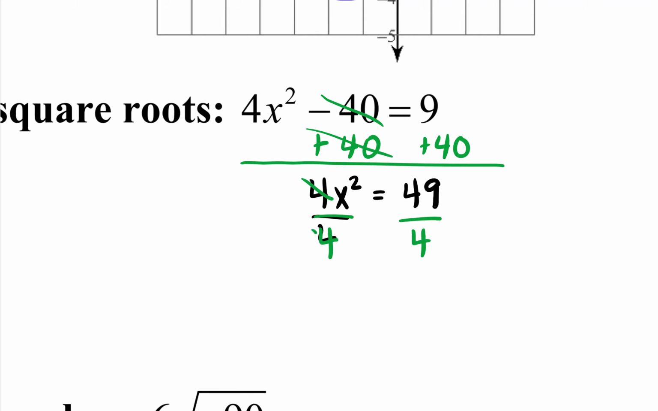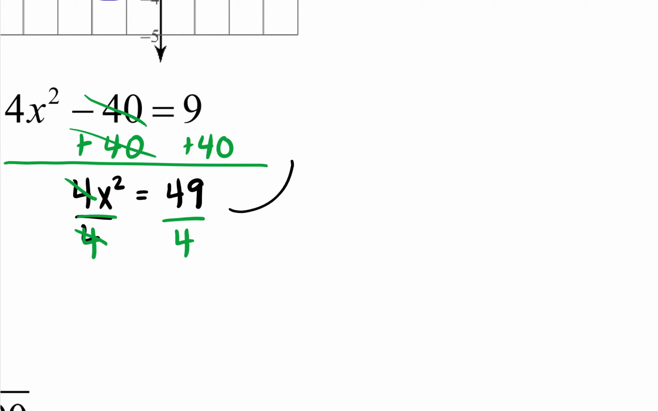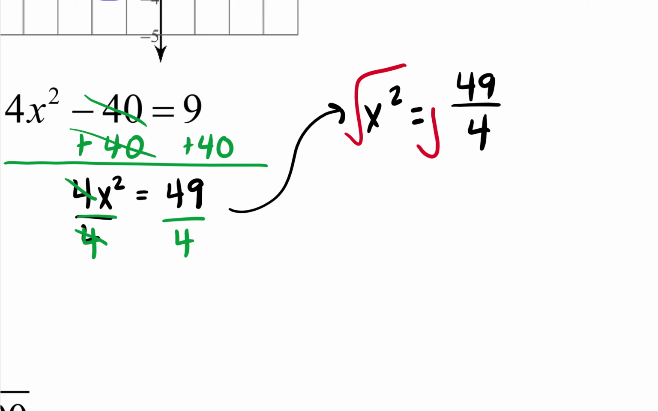Okay, so on the left they cancel out. I cannot reduce 49 and 4, but that's okay. I'm left with x squared equals 49 over 4. Now, I want to solve for x, not x squared. So my last step for this is I do square root. That gets rid of the square, so I'm going to be left with x over here.